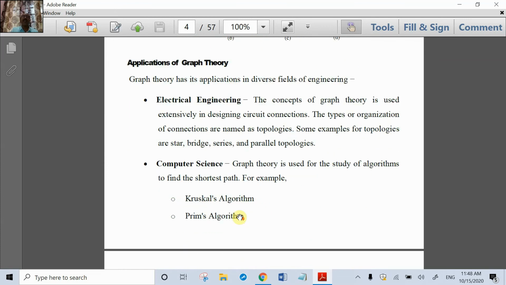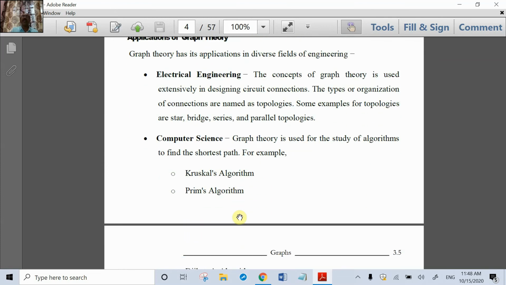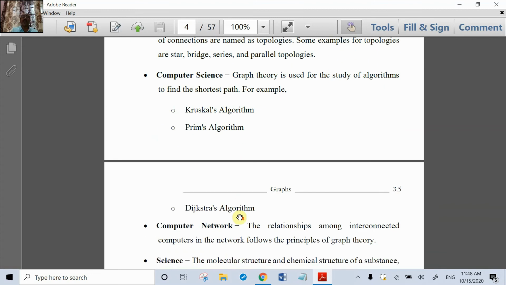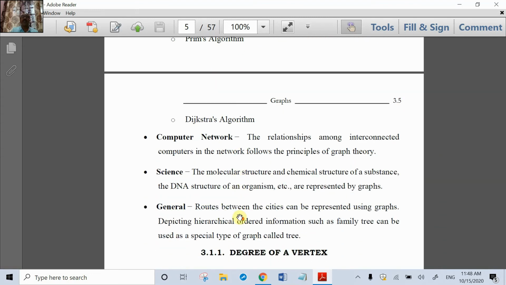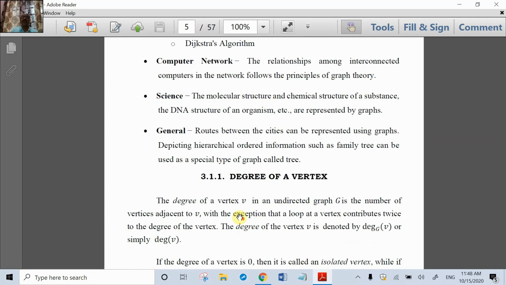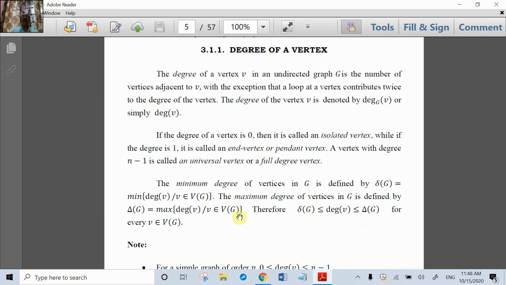Now it has so many applications in electrical engineering. It has applications in computer science, in graphs, Kruskal's and Prim's algorithms to find shortest routes. Now in computer networks, interconnection networks, we can use it, similarly for the others. Now we go to some basics. We have seen the graph. Now we go to some definitions in graphs.